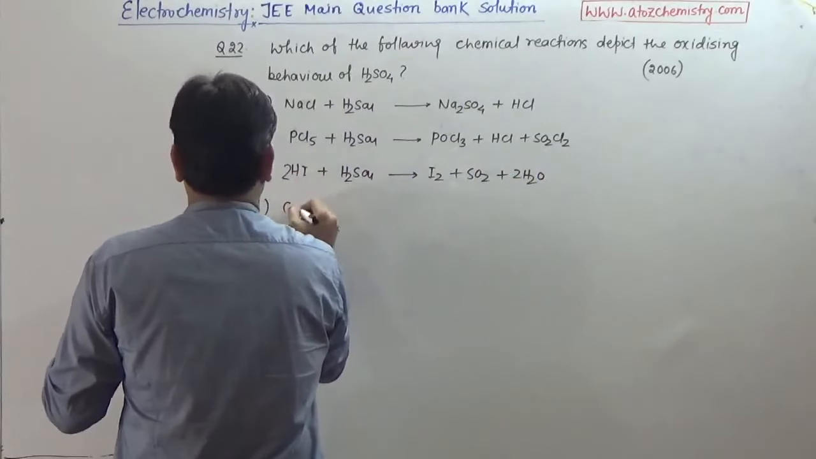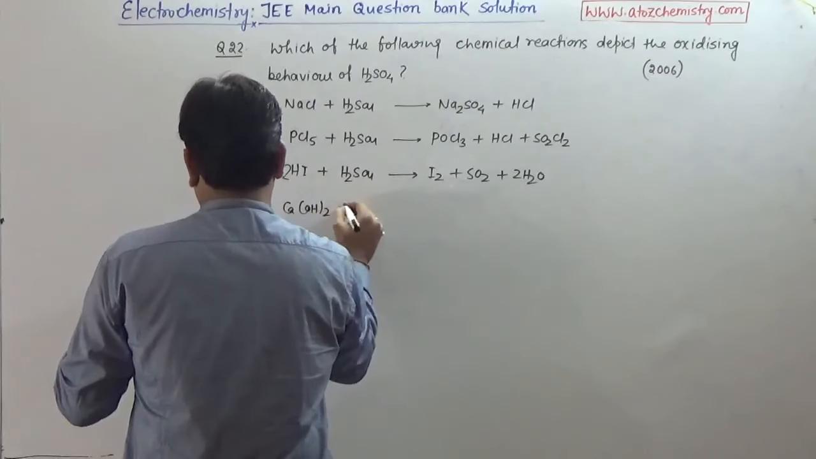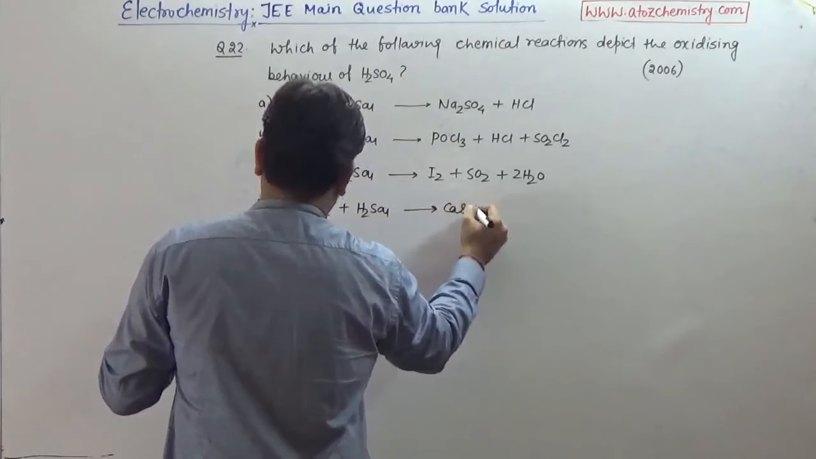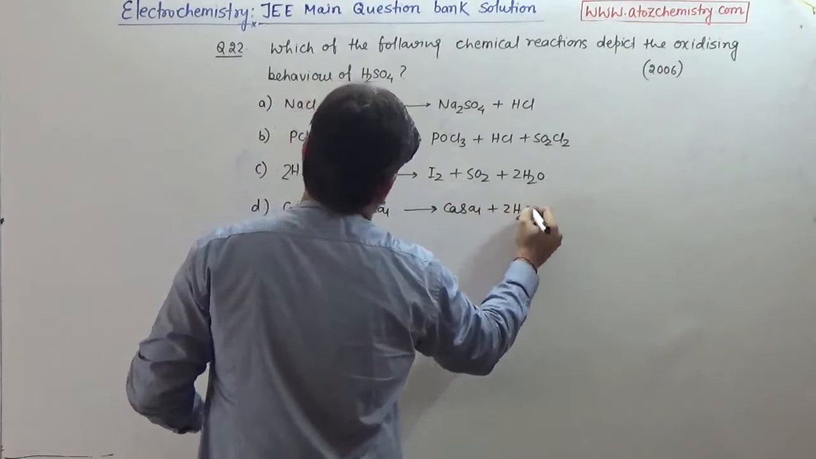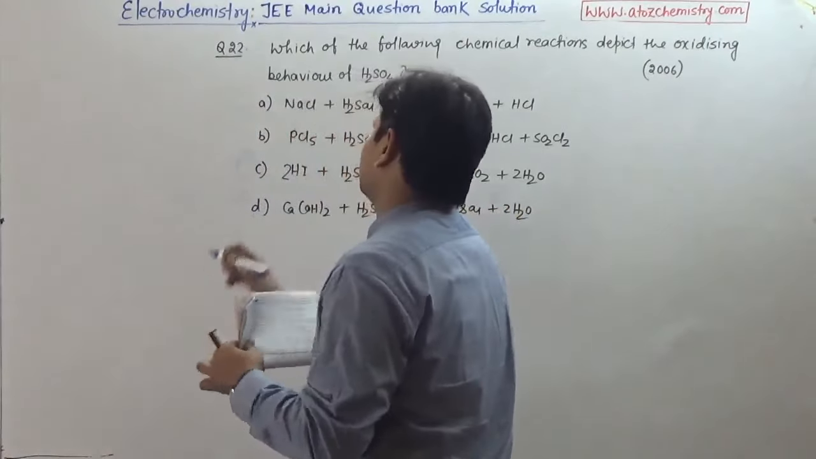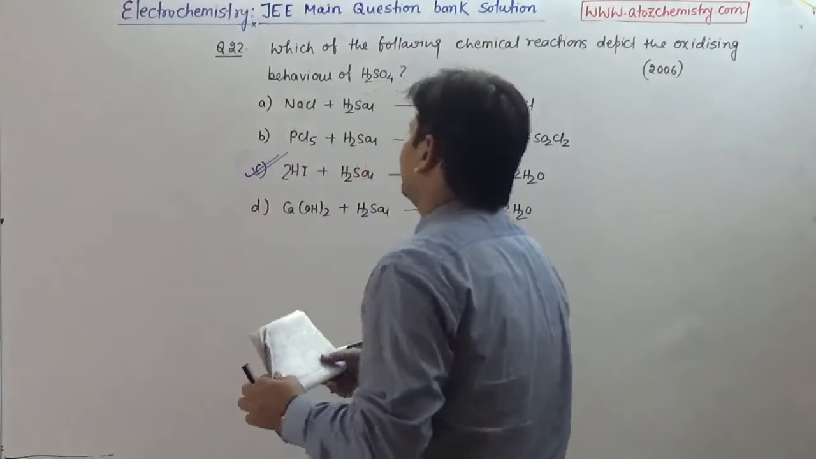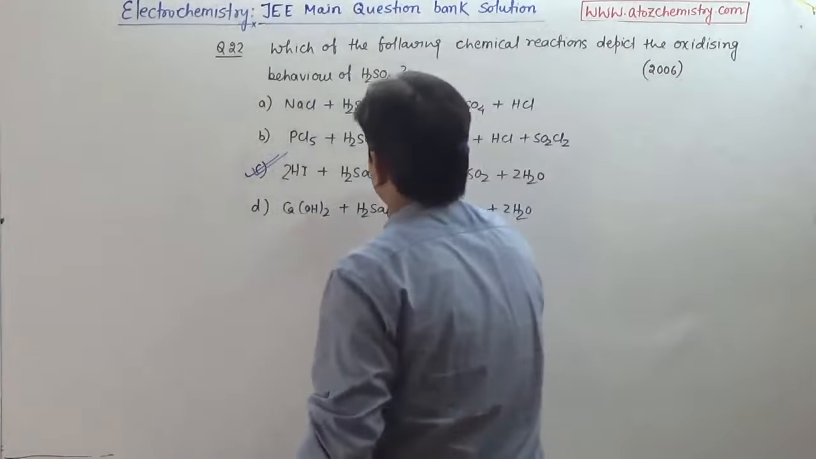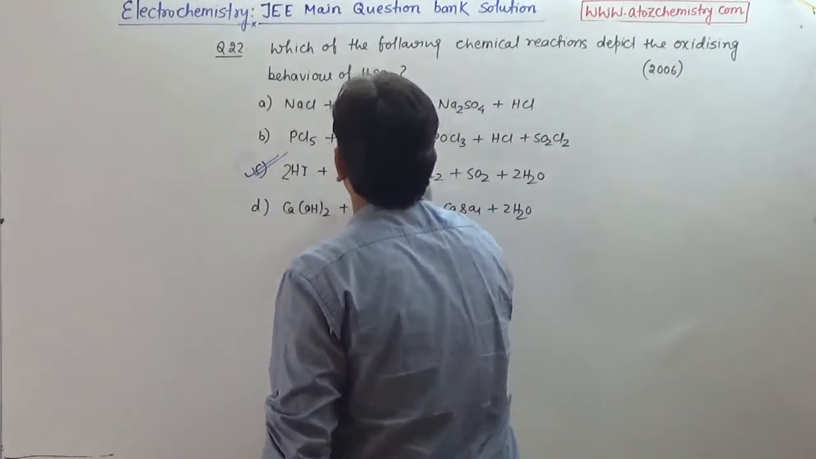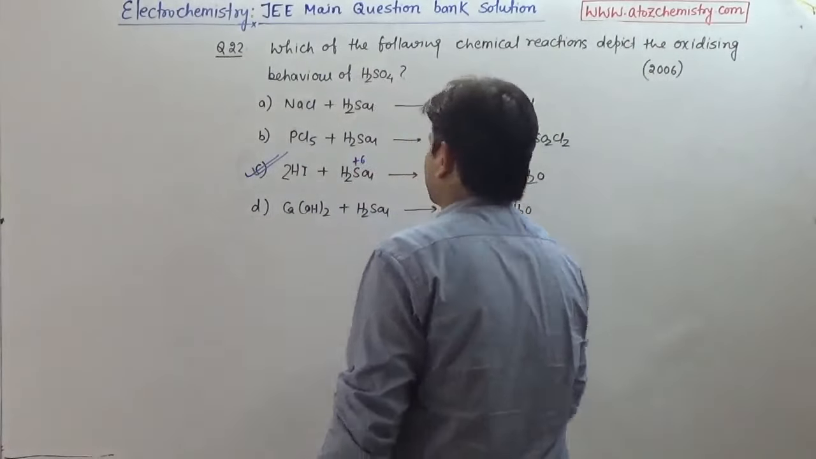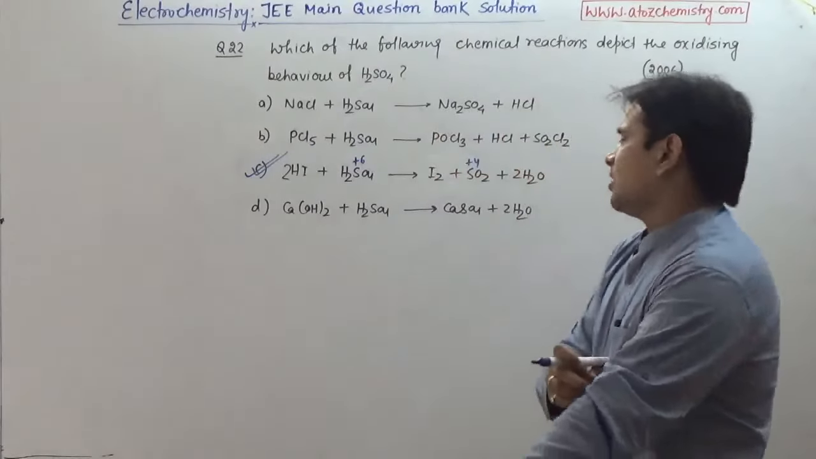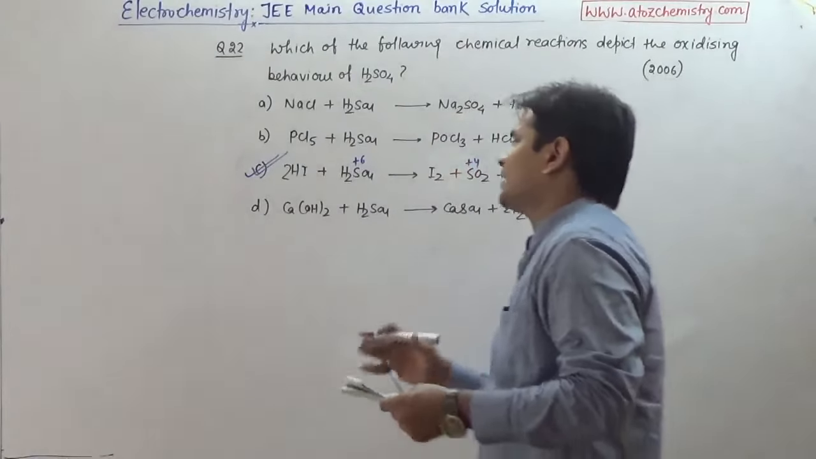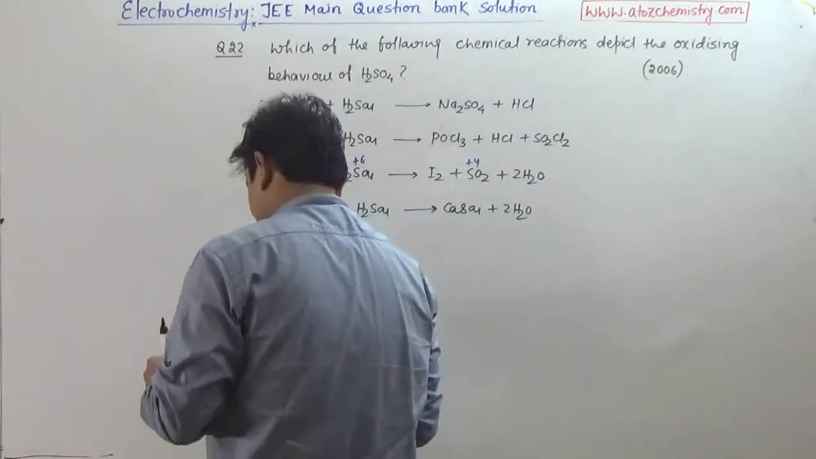D option, Ca(OH)2 reacts with H2SO4 to give CaSO4 plus H2O. Among these options, you can easily see that C is the correct answer, where H2SO4 acts as oxidizing agent because it is itself reduced. Sulfur is reducing from +6 oxidation state to +4 oxidation state, and hence it acts as oxidizing agent here.